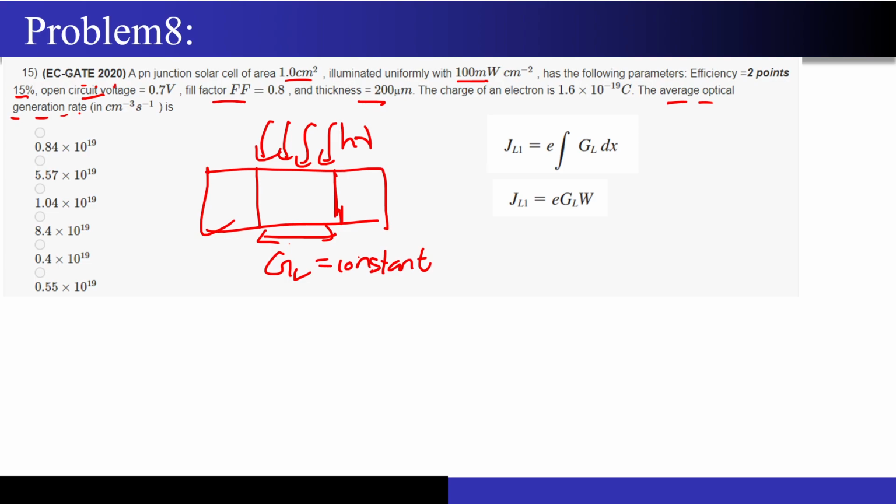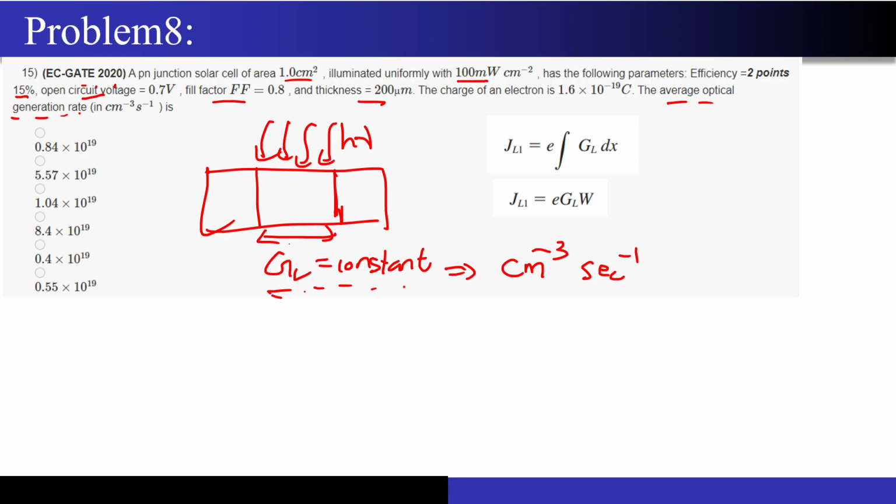My GL will be constant, right? I'm assuming it, because if it was changing, they should have mentioned it in the question itself. I will be assuming that my GL is equal to constant. So now GL is what? What are the units of the GL? Per centimeter cube per second.